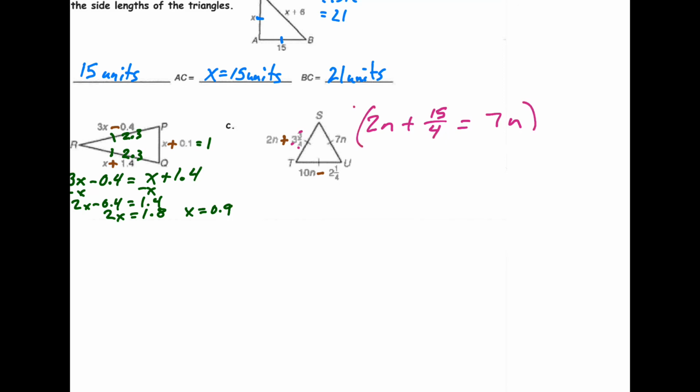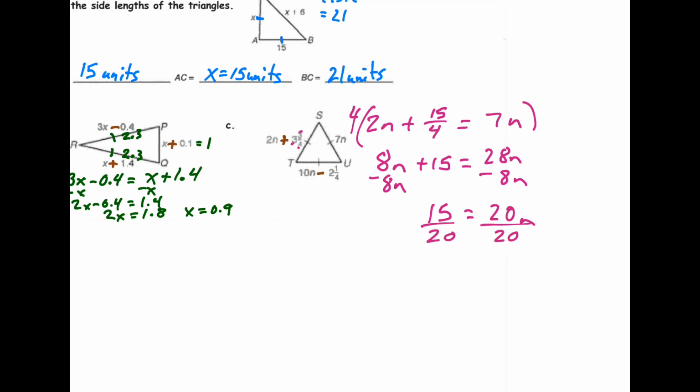So I'm going to multiply the whole thing by 4. So 4 times 2 is going to be 8n. 4 times 15/4, those 4's just cancel, so we're left with 15. And then 4 times 7 is 28, so 28n. Subtract 8n from both sides. 15 is equal to 20n, and then divide by 20, and we get an answer of 3/4 is equal to n. Once again, our goal here is to find the sides.